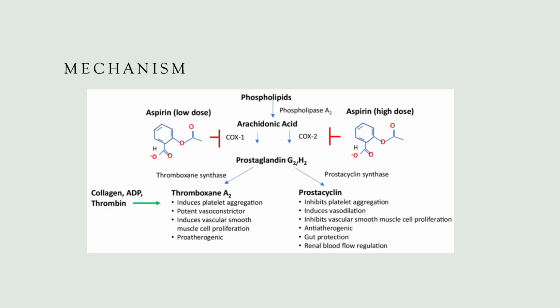The acetyl group of acetylsalicylic acid binds with a serine residue of the cyclooxygenase 1, which is the COX-1 enzyme, leading to irreversible inhibition. This prevents the production of pain-causing prostaglandins. This process also stops the conversion of arachidonic acid to thromboxane A2, which is a potent inducer for platelet aggregation.